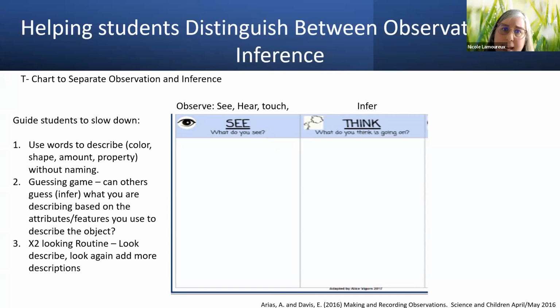Now, to get them to slow down is something called a times two looking routine. That is where students will describe first, look away, look back, and add more descriptions. Those are some things that you could do. And this is a year-long process because it's a very challenging thing. Even we jump to inferencing and conclusions before slowing down to make an observation. So that is something that I would do periodically throughout the year or with the things that they're observing. How could you slow down and do some see-think with them?